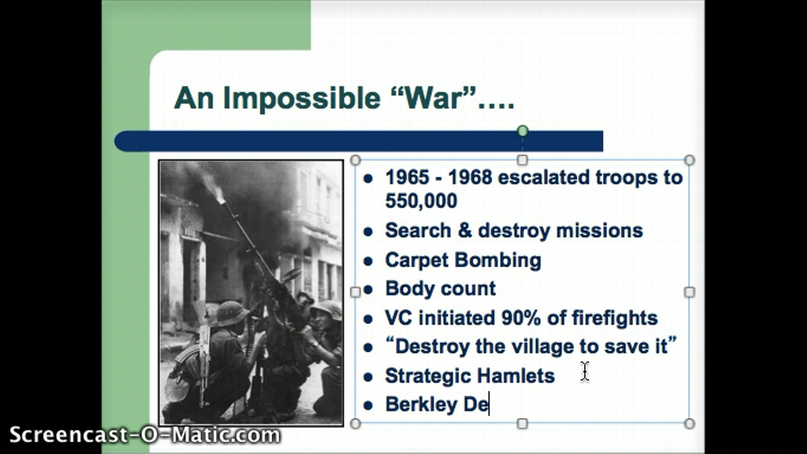Berkeley demonstration. Then you have the Kent State protest. These two are highly important. Berkeley and Kent State are two colleges that acted out as a result of this. So this impossible war is truly making an uproar in the United States and really developing and critiquing many of the issues that are taking place.